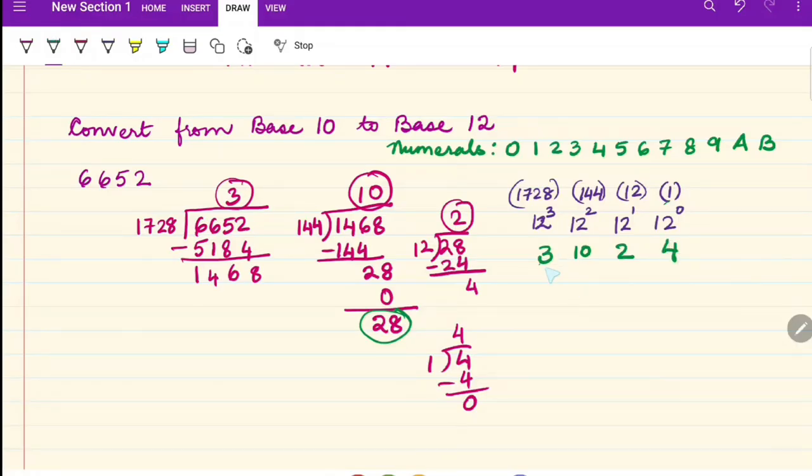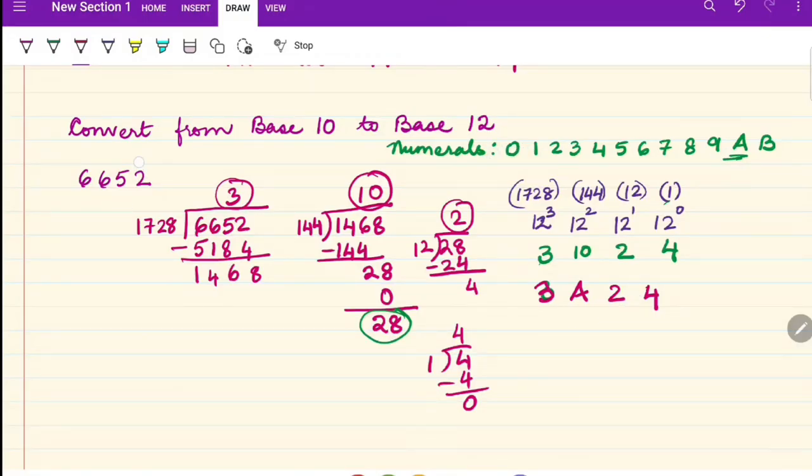All right. So now we are going to replace these numbers by the corresponding numerals of base 12. So 3 is a 3, which is fine. However, 10 is A, correct? So this is a 3. 10 is A. 2 is just 2, and 4 stays. All right, 4 is a numeral in base 12.